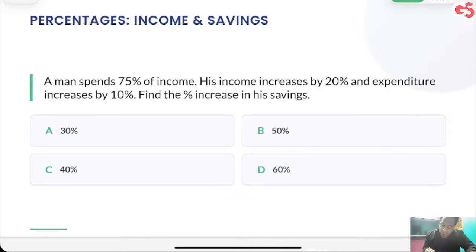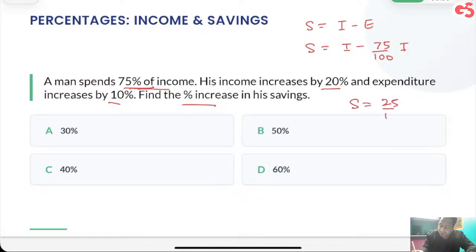A man spends 75% of his income. His income increased by 20%, expenditure by 10%. Find the percentage increase in his savings. What are savings, by the way? Savings are income minus expenditure. So if I denote savings with S, income with I, and expenditure with E, this is what savings are, right? So earlier he was spending 75% of his income. So basically, savings were I minus 75% of I. So expenditure was 75%. So here we got the savings as 25% of I, which is I by 4. That was the initial saving.